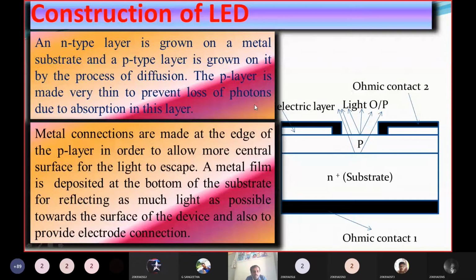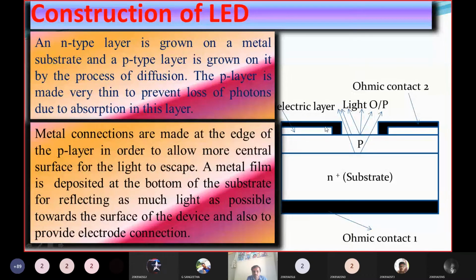Okay, we will go to the next point. Metal connections are made at the edge of the P layer in order to allow more central surface for the light to escape. See here, if you observe, this is the P layer. Here one metal connection is given, and one more metal connection is given on the other side.